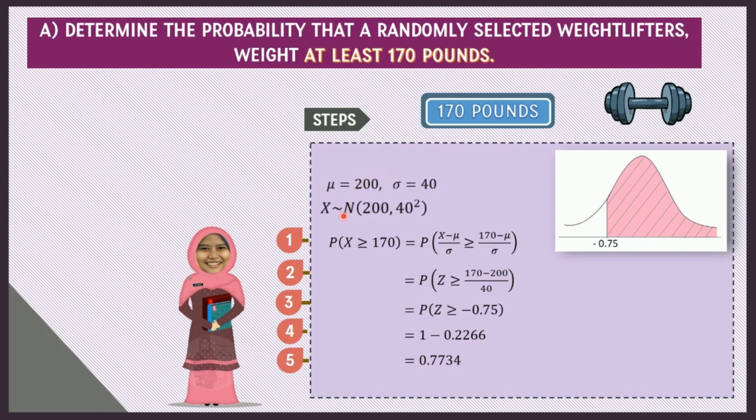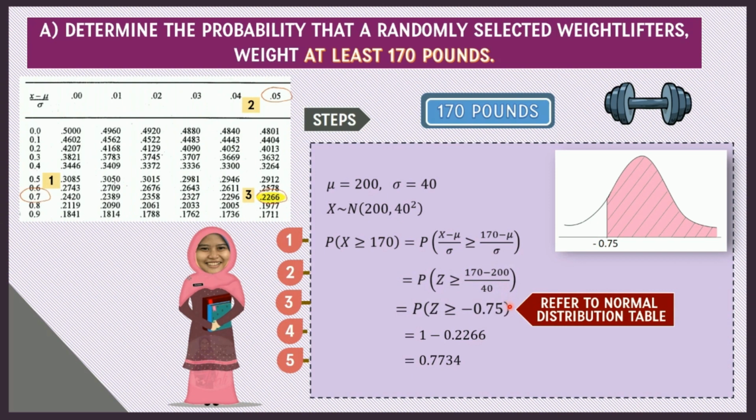Then, we will use the normal distribution, where a random variable x is distributed normally with mean 200 and variance 40 squared. Next, we need to find the probability of x more than or equal to 170. To find the probability, we need to change the x value into a z value, using the formula z equals x minus mean divided by standard deviation. So, by including all the information that we've seen before, we will get the probability of z more than or equal to 170 minus 200 divided by 40, which is equal to negative 0.75.